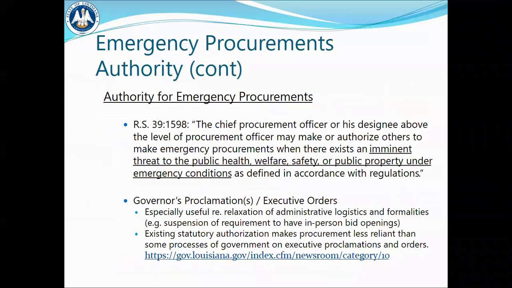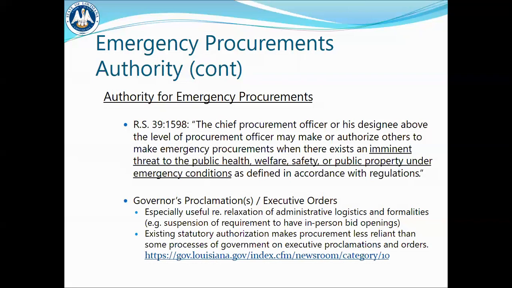So as you can see, under Revised Statute 39-1598, the Chief Procurement Officer or his or her designee above the level of procurement officer may make or authorize others to make emergency procurements when there exists an imminent threat to public health, welfare, safety, or public property under emergency conditions as defined in accordance with regulations. So just based on that, it's a pretty wide-ranging definition, but generally speaking, this is going to come into play whenever we've got those gubernatorial proclamations.